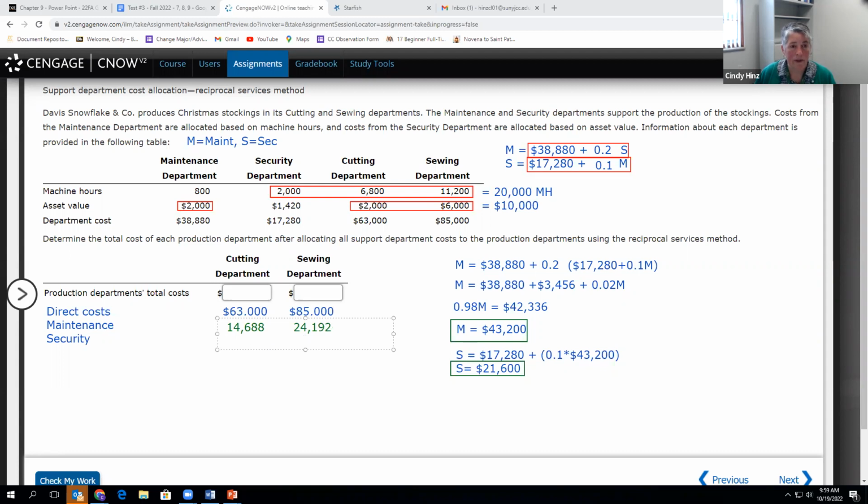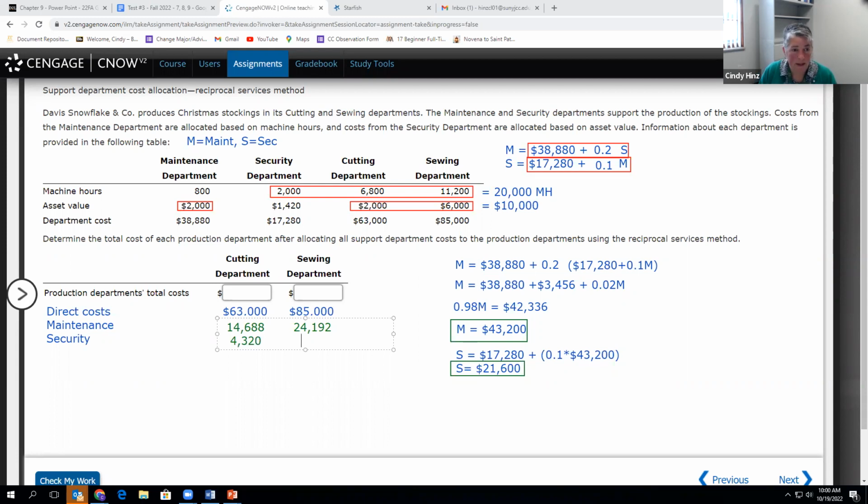Then we're going to do the same thing with the security department. The security department is allocated based on asset value. The cutting department has $2,000 of assets divided by the 10,000 total. That's 20%, or 1/5, of the total cost of the security department that's going to be allocated to the cutting department. 2,000 divided by 10,000 times 21,600 is 4,320.